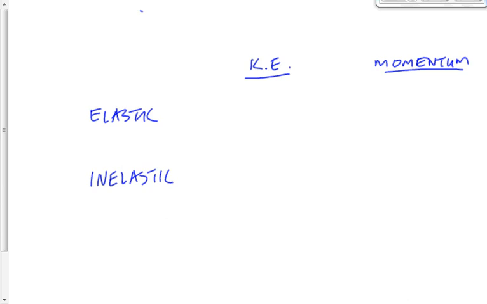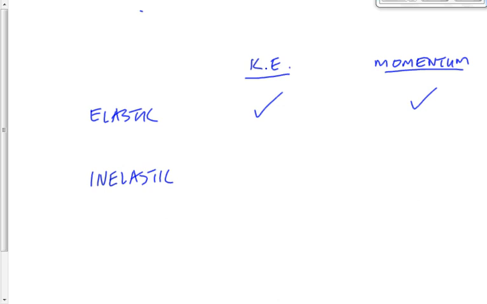If we have an elastic collision, that is one in which kinetic energy is conserved. Yes, so we'll put a little check mark there. What about momentum in an elastic collision? Yes, momentum is conserved, of course, in an elastic collision. Momentum is always conserved, right? As long as it's an isolated system.